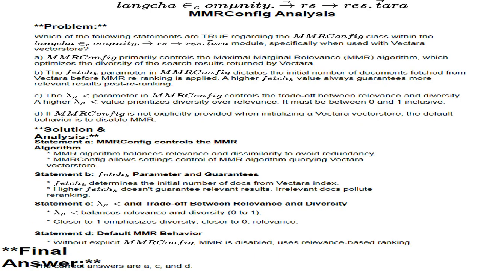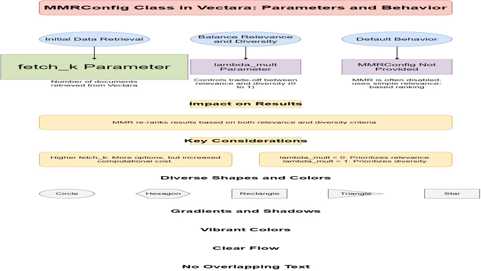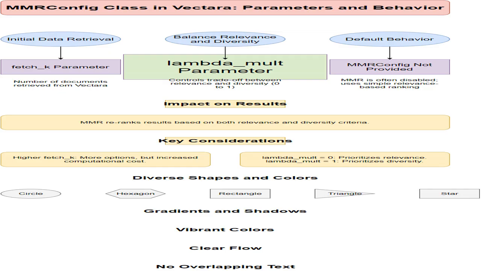This is where we consolidate our analysis and present the definitive answer. The solution identifies the correct statements based on the properties and behavior of the MMRConfig class. The fetch_k parameter is key to the initial data retrieval process when using MMR with Vectara. It specifies how many documents are initially fetched from the Vectara index, before the MMR algorithm has a chance to re-rank them.